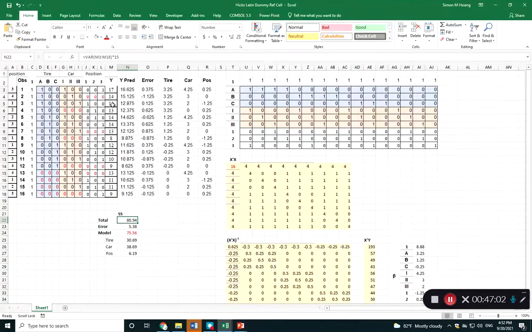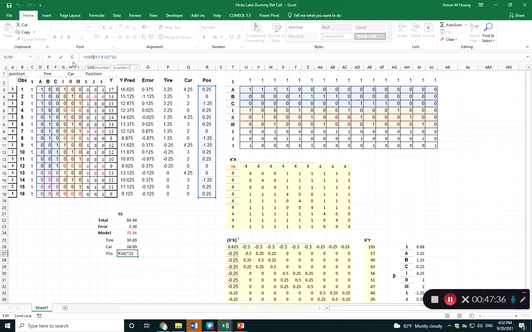We cannot do anything about the total. The only thing we can do is what? Even out the error term, okay? We just say that some of the error term is now going to be explained. Before, we explained car and we explained tire. Now we still explain car and tire. On top of that, hey, some of the error term is not really error, it's my positions effect. So I have my positions effect.